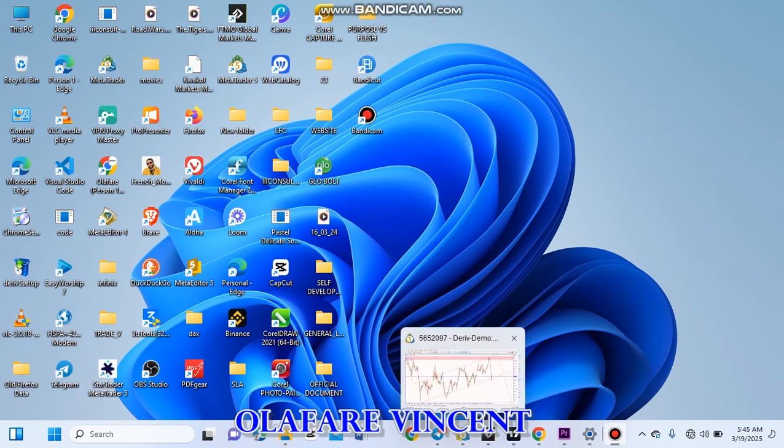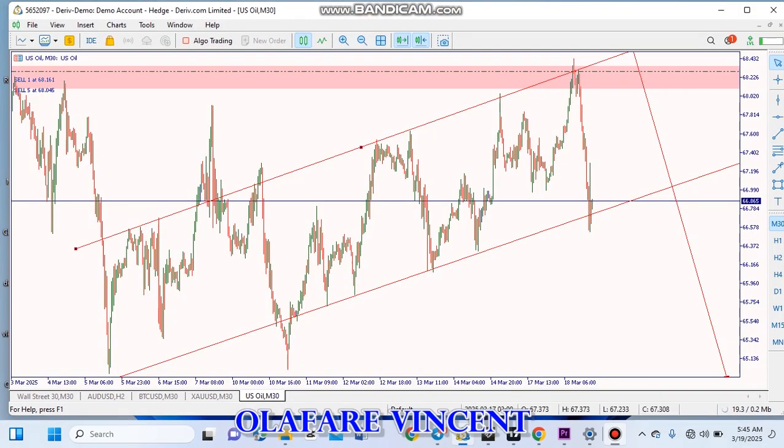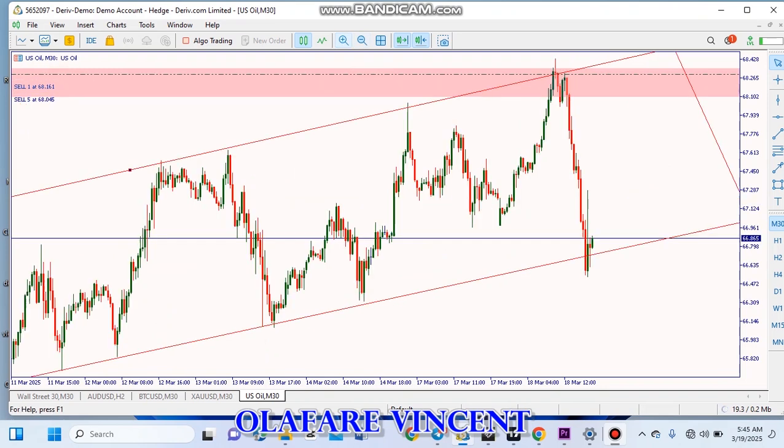Today we'll be analyzing how we were able to pick this US oil sell. So what was the thought process that went into selling the US oil from this particular point to this particular point? It was not just any ordinary trade. We were able to pick the sell from the highest point to the lowest point, which was magnificent.